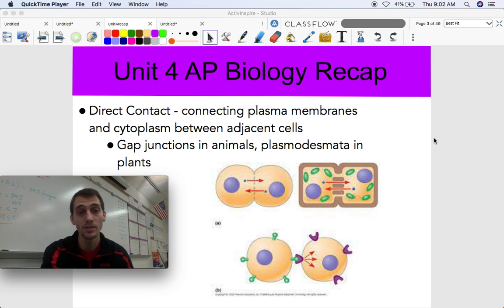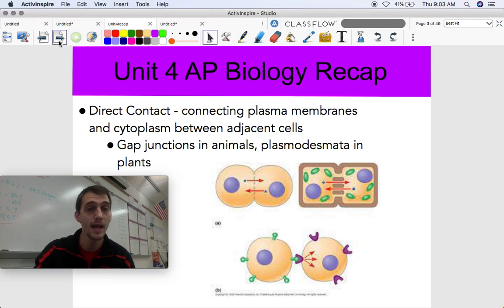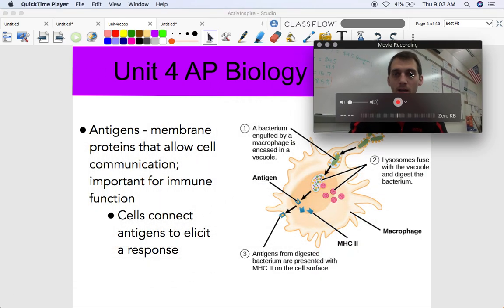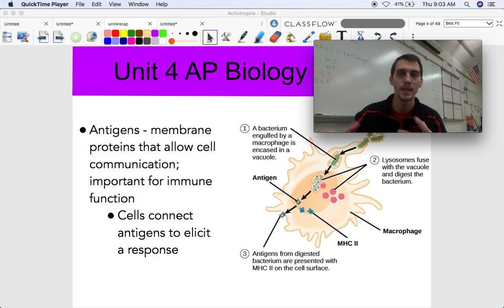When two animal cells connect their plasma membranes and their cytoplasm in order to communicate through direct contact, it's called a gap junction. And plant cells form what are called plasmodesmata, and they're slightly different because a plant cell has a cell wall, an animal cell does not. Plasmodesmata are kind of like channels through which cytoplasm travels to adjacent plant cells.